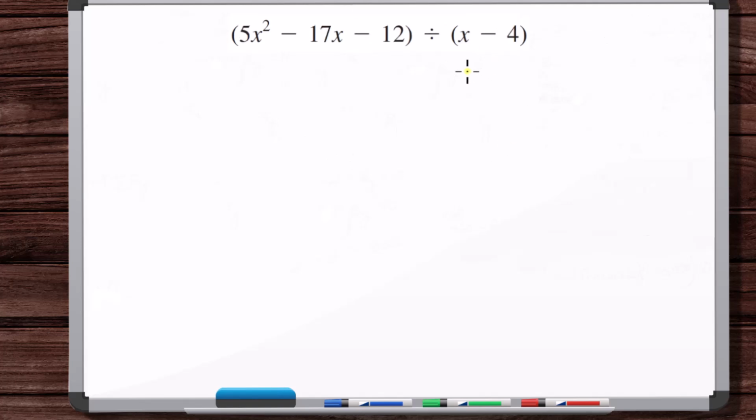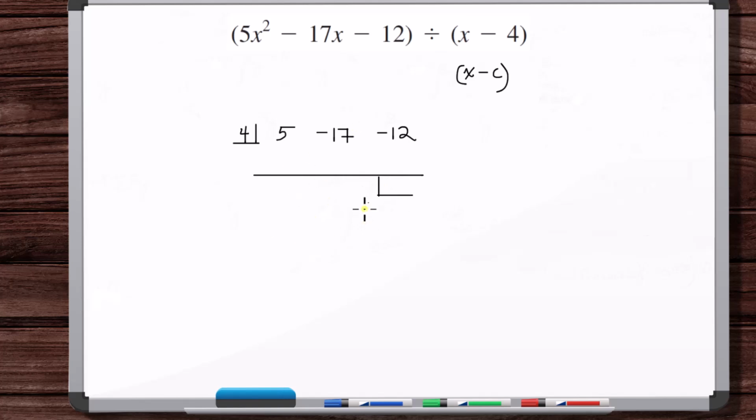Okay, so x minus c, we see that the c is +4. So let's put a box here and put +4. Now let's write the coefficients of the dividend. -17, -12. Draw a line, and you could actually put the remainder box too.